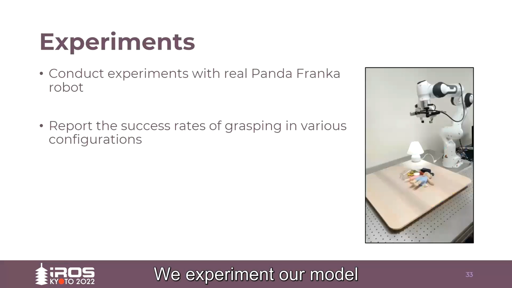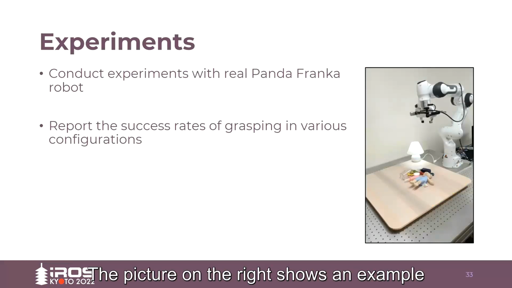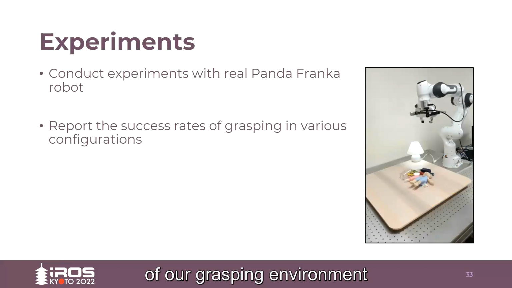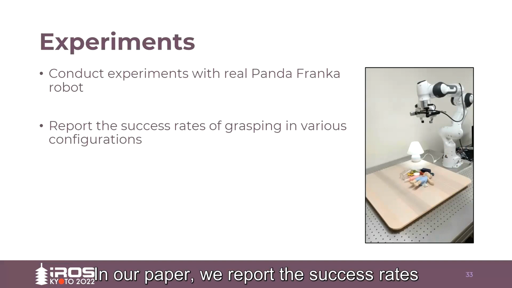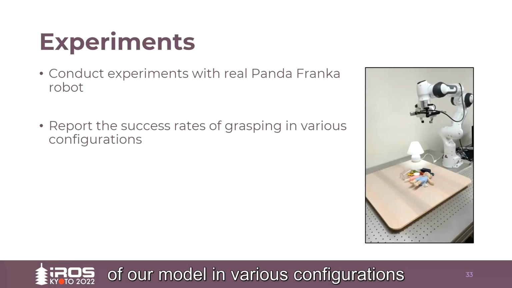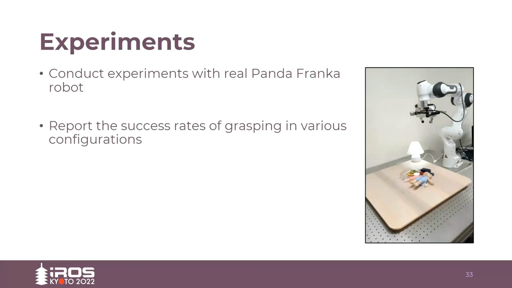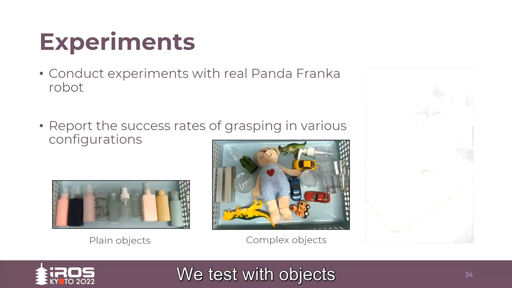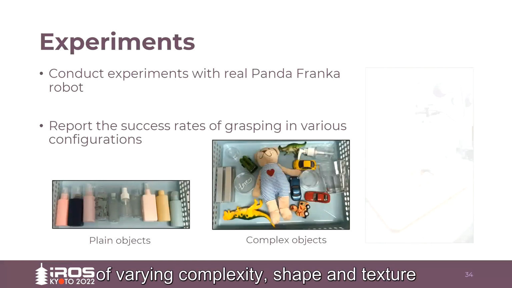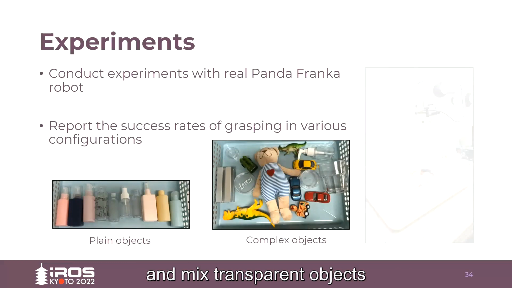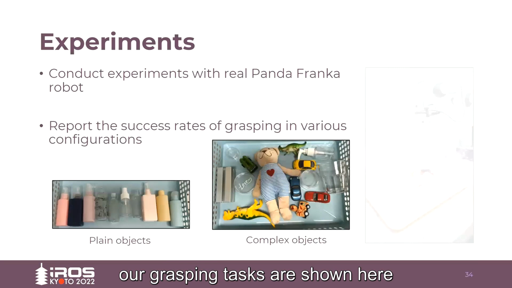We experiment with our model in the real world with a Panda Franka robot. The picture on the right shows an example of our grasping environment. In our paper, we report the success rates of our model in various configurations. We test with objects of varying complexity, shape, and texture, and mix transparent objects with opaque objects. The objects we use for our grasping tasks are shown here.